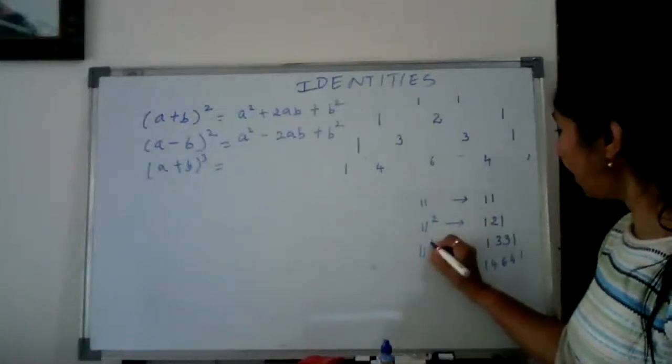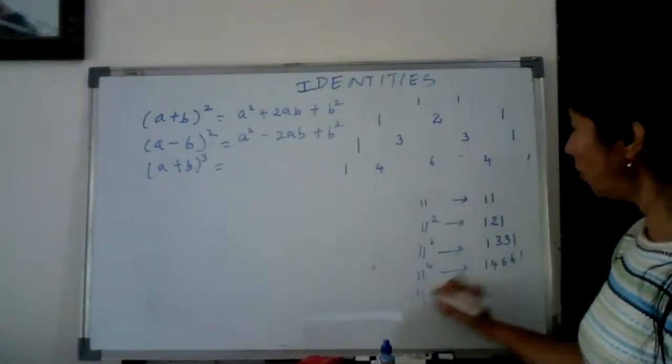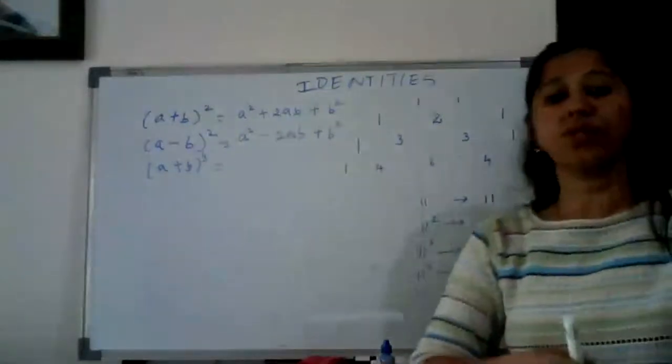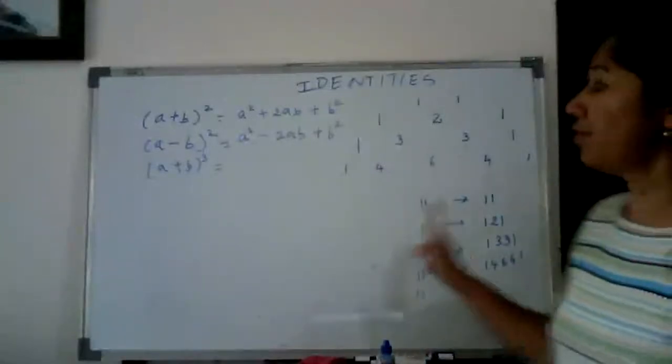So in this pattern, if you go on, it gives you 11 raised to 4, and you can find out 11 raised to 5, 11 raised to 6, and so on. Isn't it easy to remember? Okay. Now, let's see what is the use of 11 here?